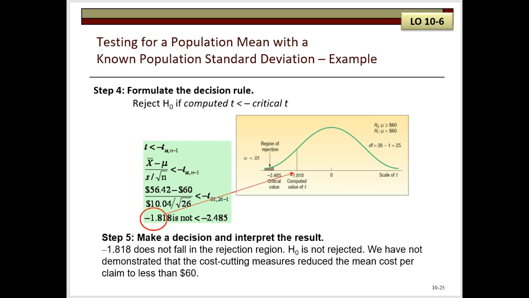The translation of this statistical conclusion is that we have not demonstrated that the cost-cutting measures reduced the mean cost per claim to less than $60. The difference between the sample mean and the hypothesized mean is likely due to sampling error.